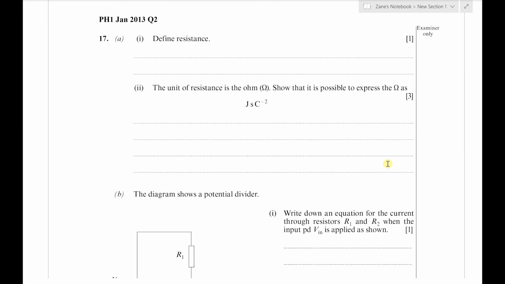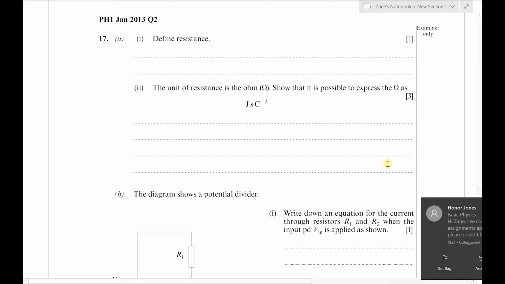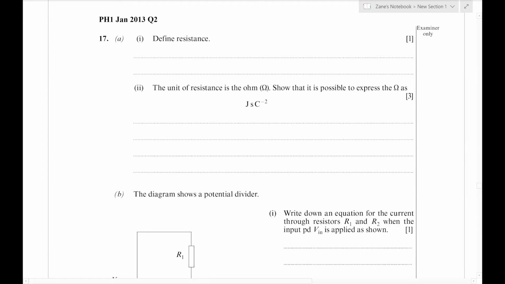This was from Unit 1 in January 2013 and was question 2, and it's basically a question about potential dividers, which you'll now find in Unit 2 work for WJEC physics.